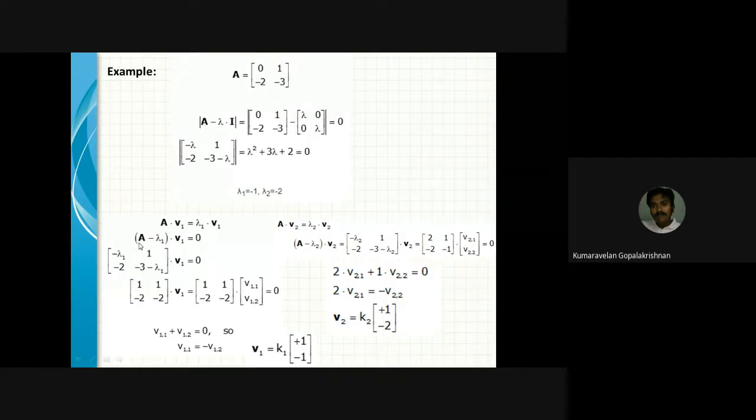So I know the value of the matrix A. Now I am going to do subtraction. So it is 0 minus lambda 1, it is minus lambda 1, and next is 1. Similarly, minus 2, minus 3 minus lambda 1. So that is A minus lambda 1 into v1 equal to 0. So where is my A? Here is my A, that is 0, 1, minus 2, minus 3.